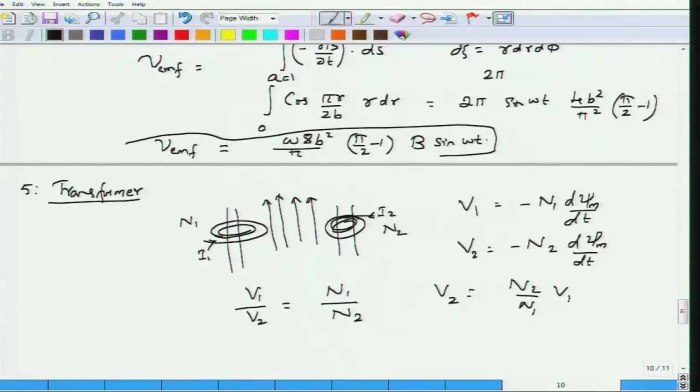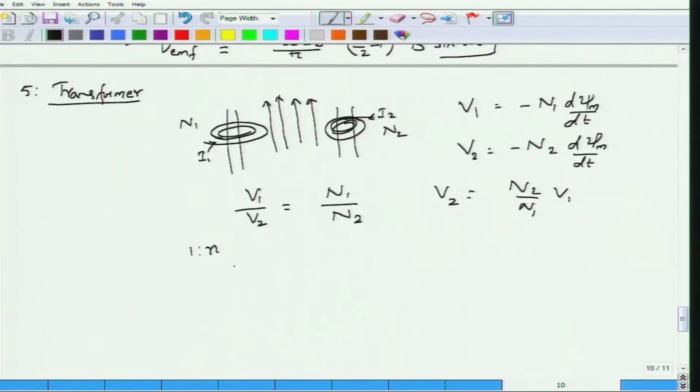Normally we are concerned with transformers which are given by 1:n, right. That is to say, the turns ratio is taken in such a way that N2 by N1 will be equal to small n, and n will be larger than 1, so that V2 will be equal to n times V1. In this case, the transformer is actually acting as a voltage amplifier. Okay. On the other hand, if the transformer ratio is specified as n to 1, then V2 will be equal to V1 by n. Okay. In this case, it would actually be acting as an attenuator.